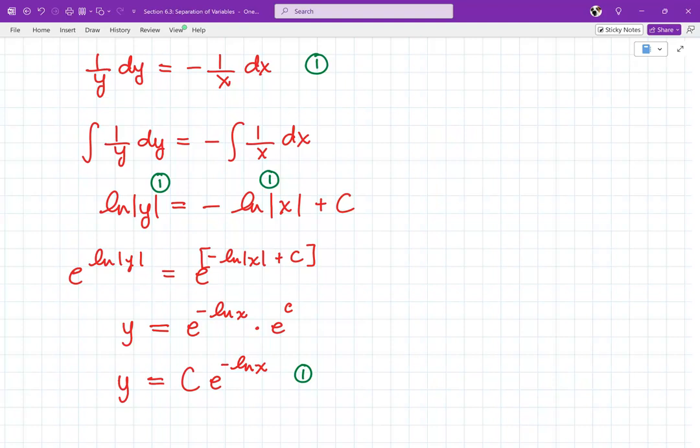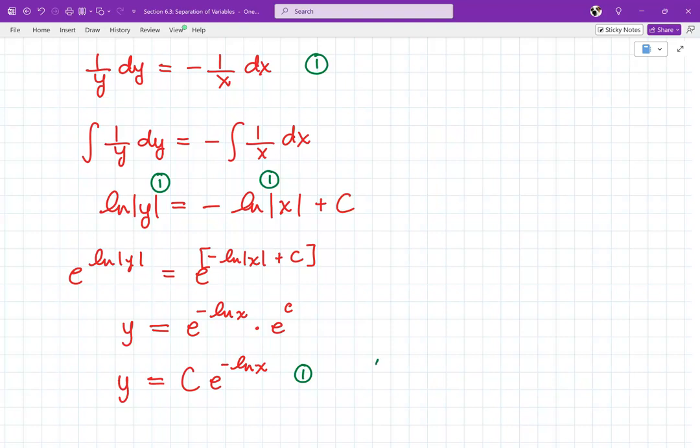Okay, and then on occasion, if they're going to give you an initial condition, like an initial point, like the point 1, 2, or 3, 5, something like that, and you plug it in and you solve for C, and then you can put the value of C there to get the particular solution.